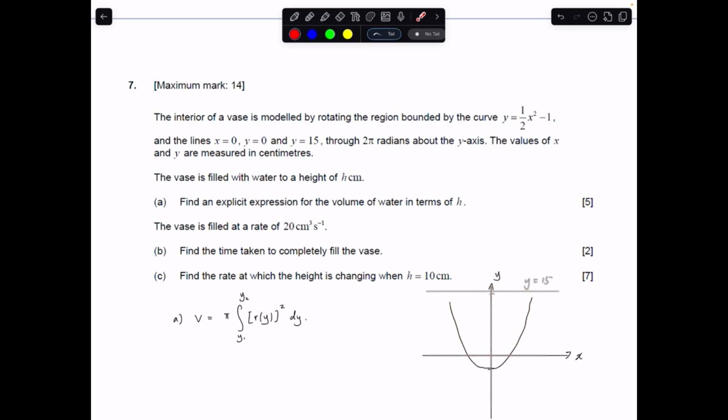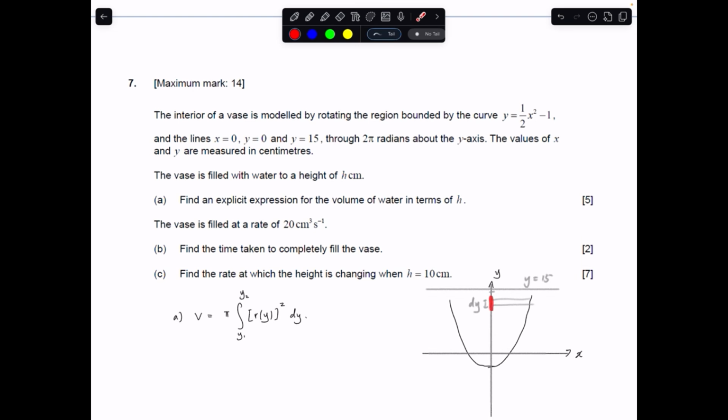And so how this formula works is this dy is an infinitesimally thin rectangle going this way. So if we go from here to here, this thickness is dy, and this r of y is the radius from the y-axis extending to the function itself. That's the radius, right? So the radius from this point to here is going to be the function value at y equals some value. And then the radius from here to here is going to be the function value at y equals some other value.